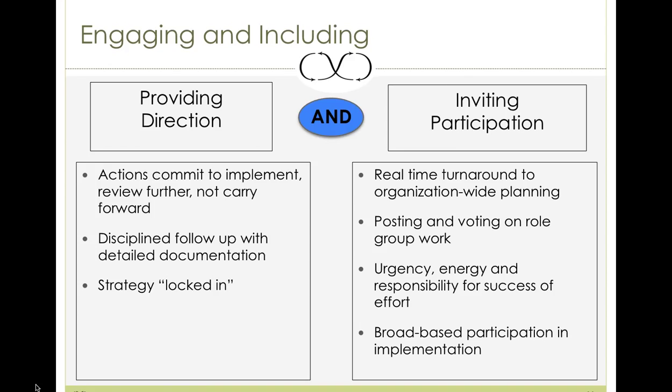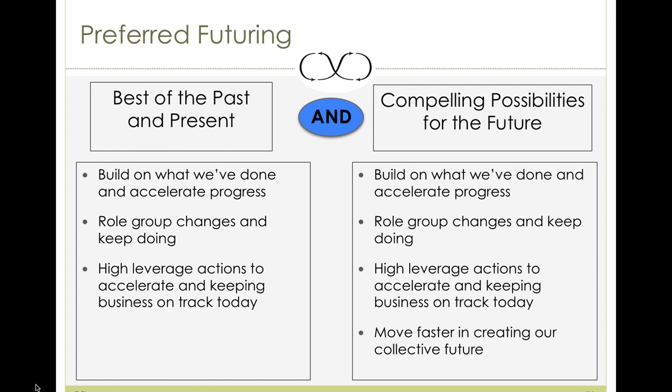And broad-based participation in implementation. So this needed to be on everybody's top list, top of mind, make it happen in terms of implementation. There was not direction at that point. It was, how can you help create this collective preferred future? Then in preferred futuring, which comes next, is the best of the past and present and compelling possibilities for the future.